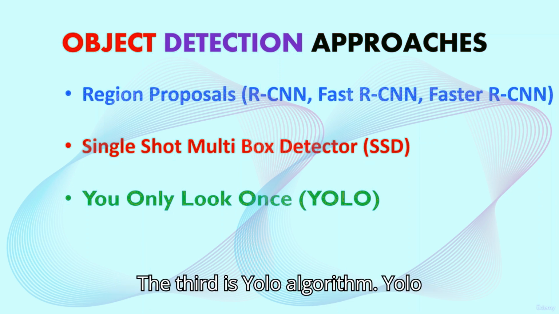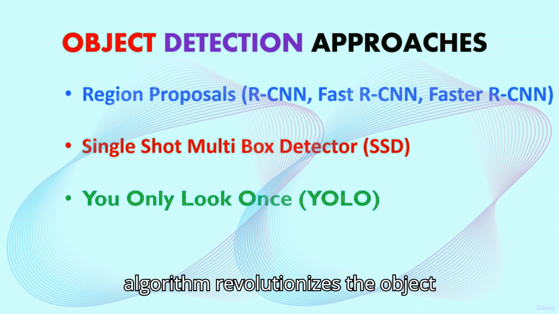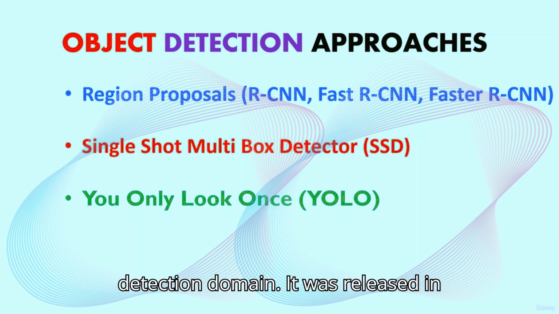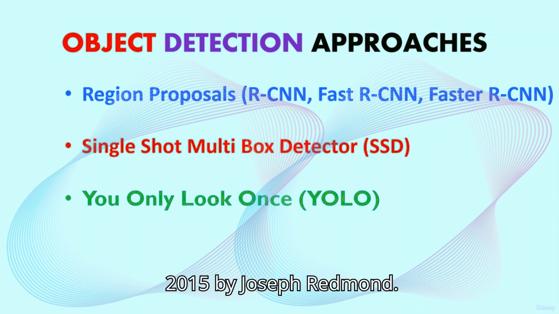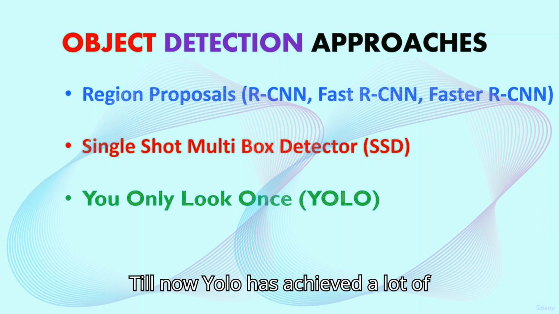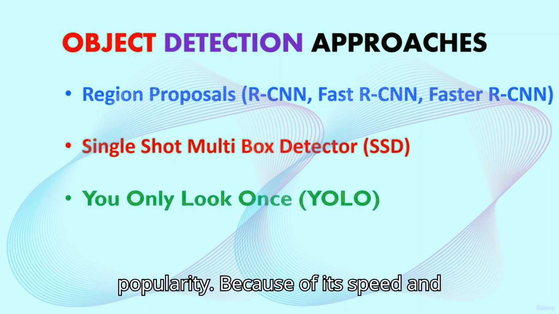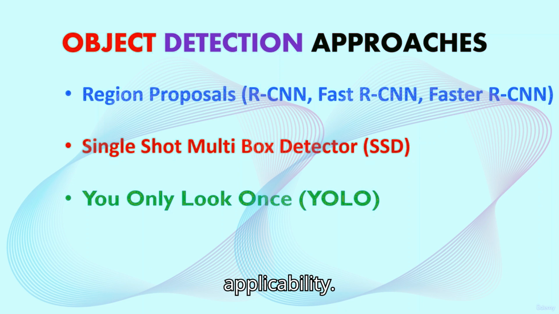The third is the YOLO algorithm. The YOLO algorithm revolutionized the object detection domain. It was released in 2015 by Joseph Redmon. Till now, YOLO has achieved a lot of popularity because of its speed and applicability.